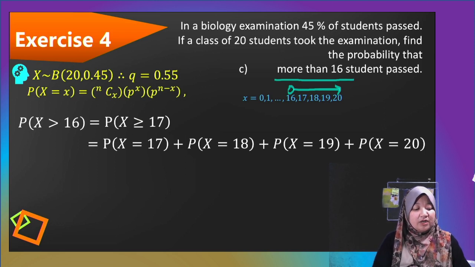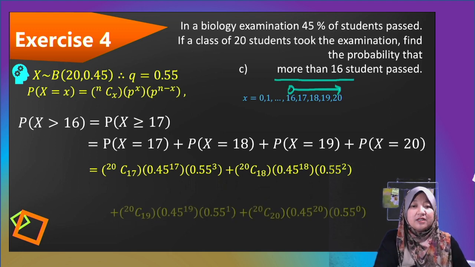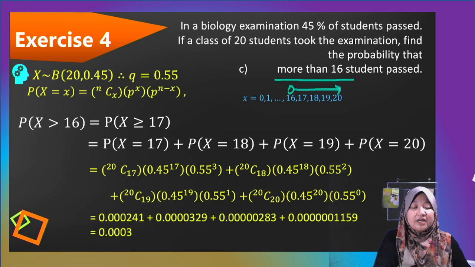Dan semua ni awak kena guna formula. Okay, let's say kita guna formula sebab kita kenalkan formula dulu. So, awak boleh guna formula di sini. Kita masukkan dalam correct formula. And calculate. The probability is 0.0003. Okay.